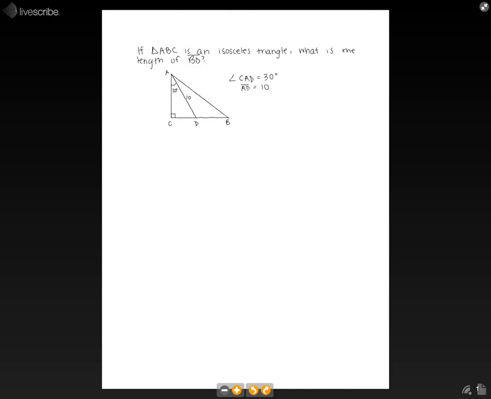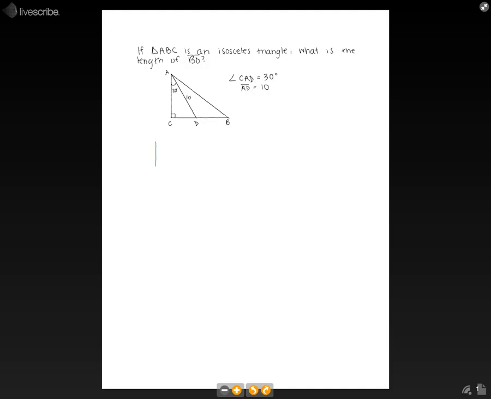In this pencast, we're going to talk about 30, 60, 90 triangles. So the problem says, if triangle ABC is an isosceles triangle, what is the length of BD? And in our triangle, we're given that angle CAD equals 30 degrees and line AD is 10.